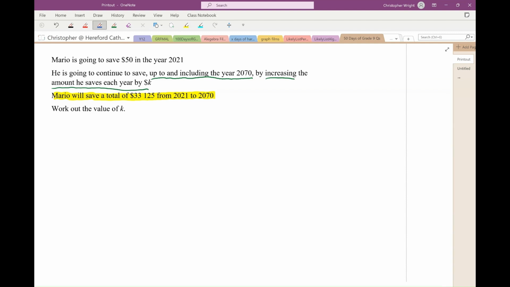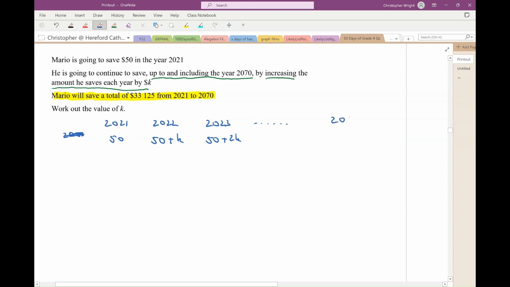So let's have a think about this then. We've got the year 2021. In the year 2021, he's going to save 50. Then in the year 2022, he's going to save 50 plus k. And in the year 2023, he's going to save 50 plus k and plus another k, 50 plus 2k. And he's going to carry on all the way to the year 2070. So this is an arithmetic sequence, and the difference between the terms is k.